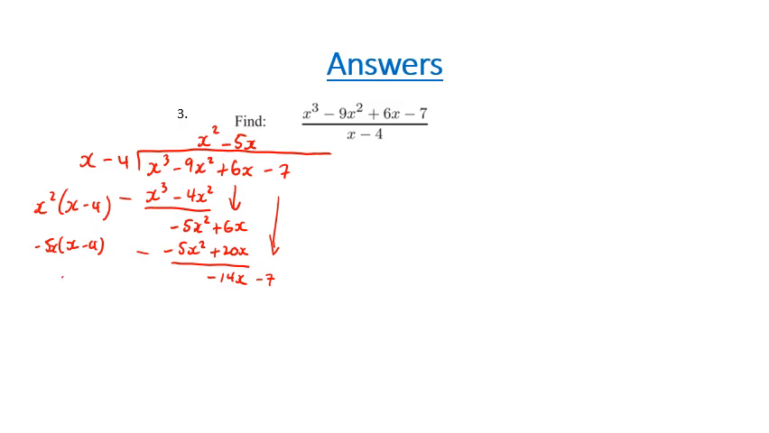So now I've got x, take 4. I need to make it minus 14. Minus 14, that's going to give me minus 14x plus 56. And if I'm going to take that away, I'm going to end up with negative 63 as my remainder. So this is going to equal x squared, take 5x, take 14, take 63 over my divisor, which is x take 4.